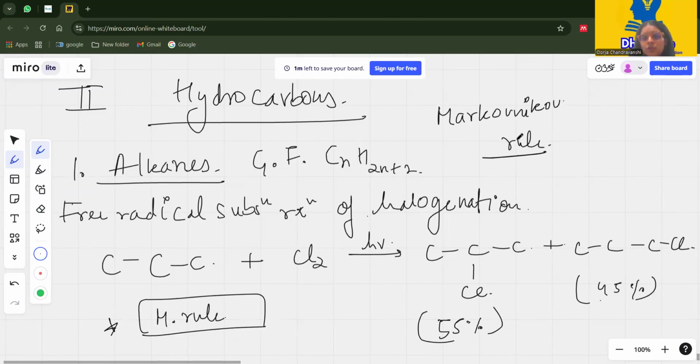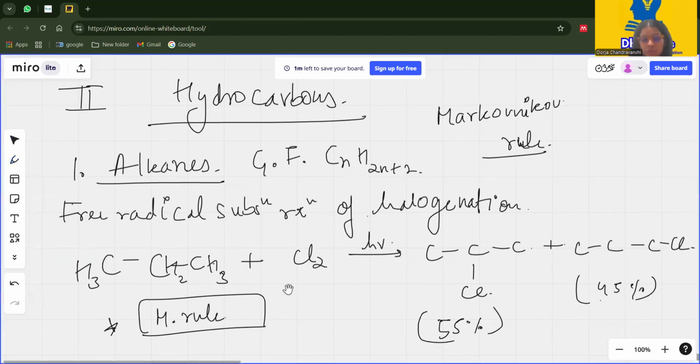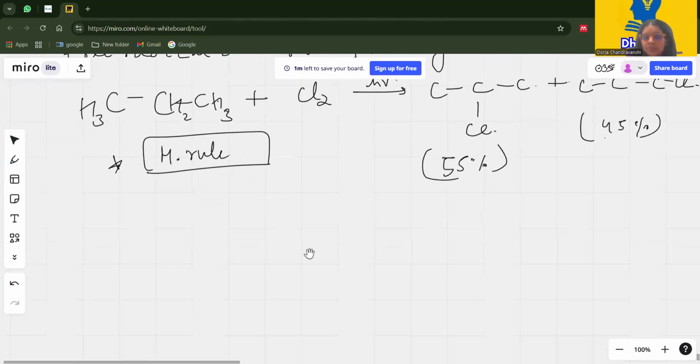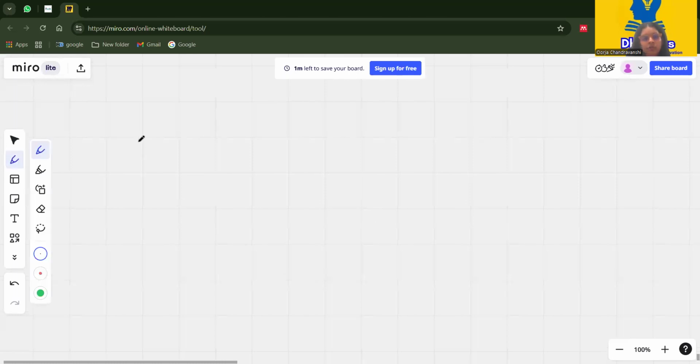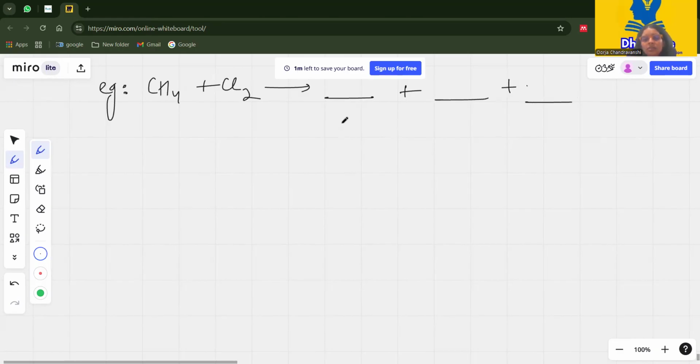So Markovnikov rule always prefers that product which has less number of hydrogen. Where do we have the less number of hydrogen? The middle carbon has the least number of hydrogen, so major product will be that. I want you to try the example of CH4 plus Cl2 and see what you will get as the product. You can leave the answer in the comment section.